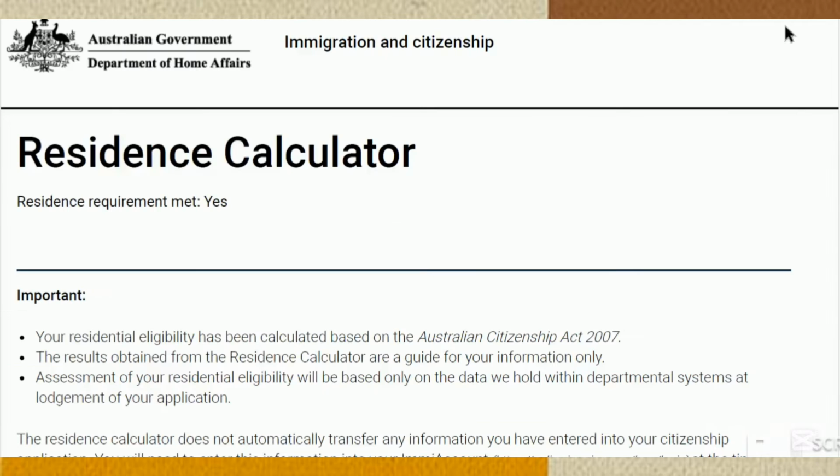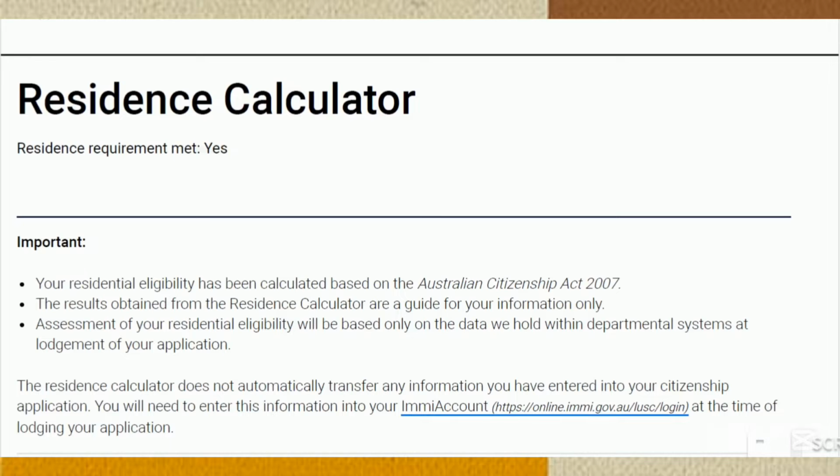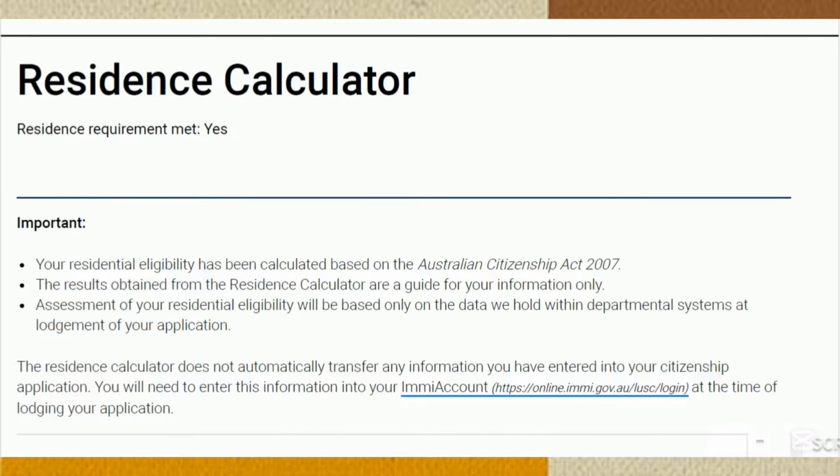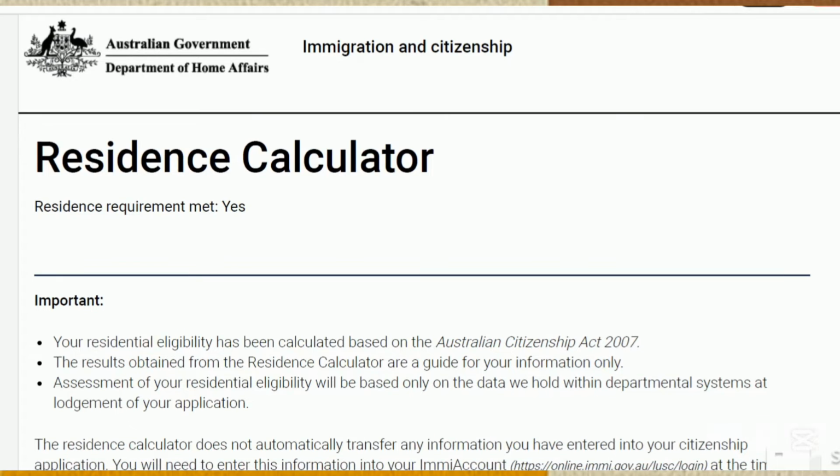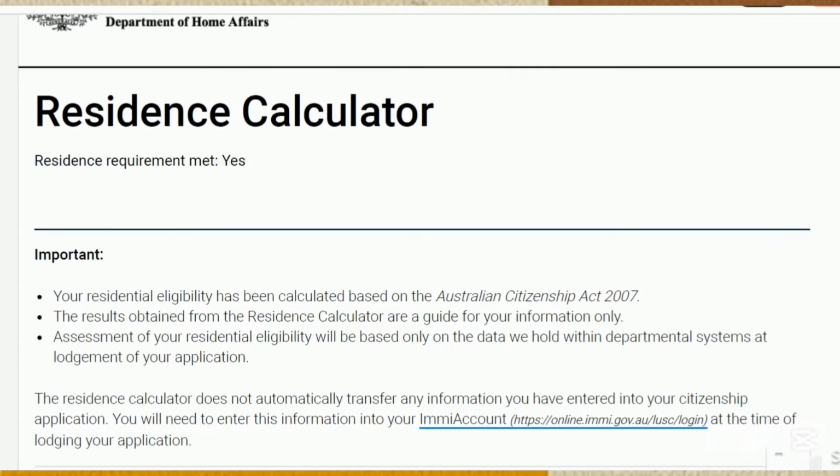The next page shows if you meet the residence requirement. Your residential eligibility has been calculated based on the information you have provided. The results from this residence calculator are a guide for your information only. Assessment of your residential eligibility will be based only on the data that immigration hold within their departmental system at lodgement of your application.